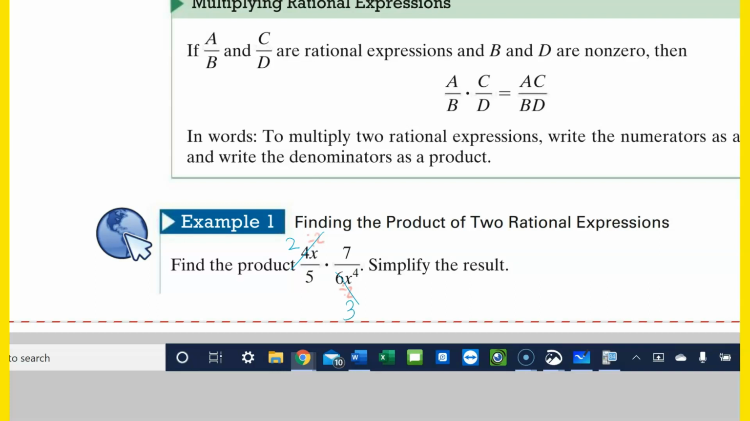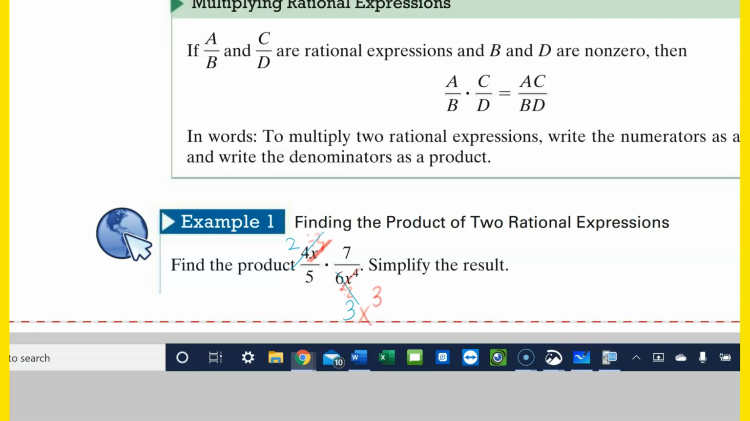All right. What else can reduce? The x and the x to the fourth. Subtract their exponents. What's the exponent of that x? It's an understood 1, right? So the 1 and the 4 need to subtract, and it reduces to what? X to the third. Where does it go? It goes on the bottom. So that x to the first cancels out completely. That x to the fourth reduces to x to the third.